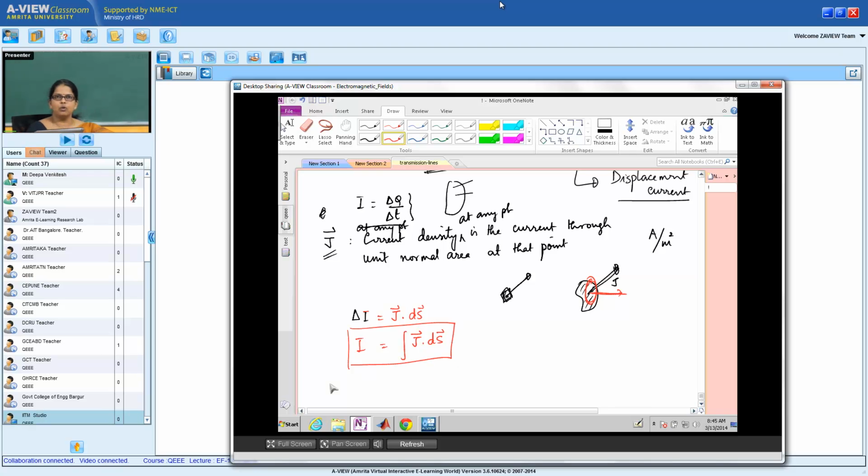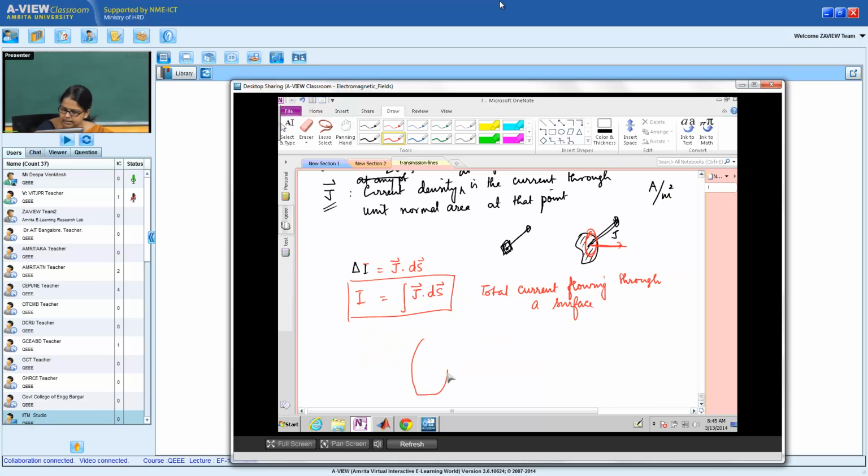This is a more informative definition of current. In addition to the magnitude, in a way it also tells you the direction. Even though current is a scalar and does not have direction, current density gives you more information about the current. So this is the total current flowing through a given surface.